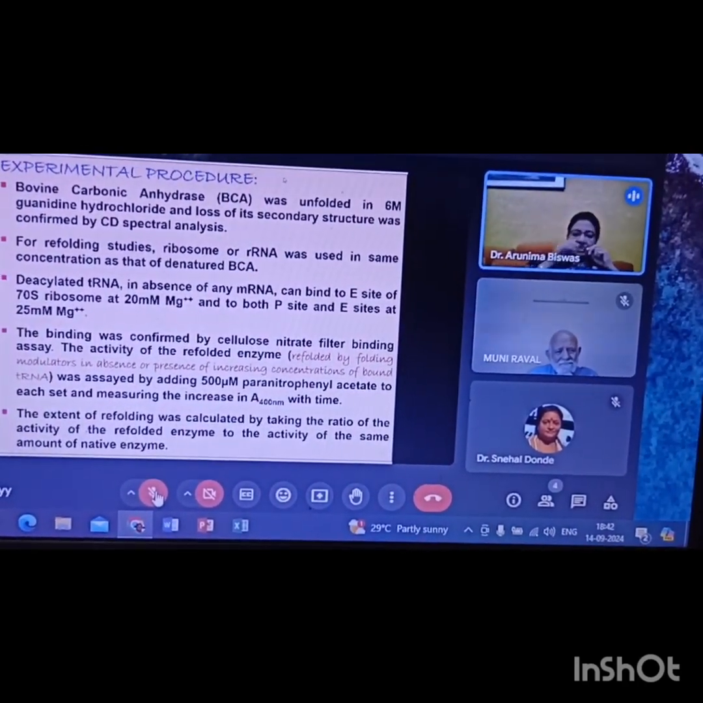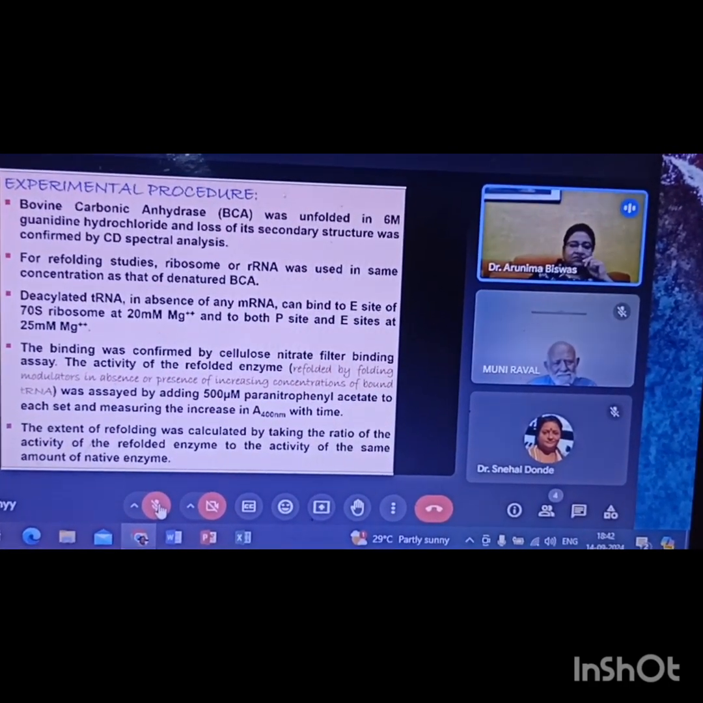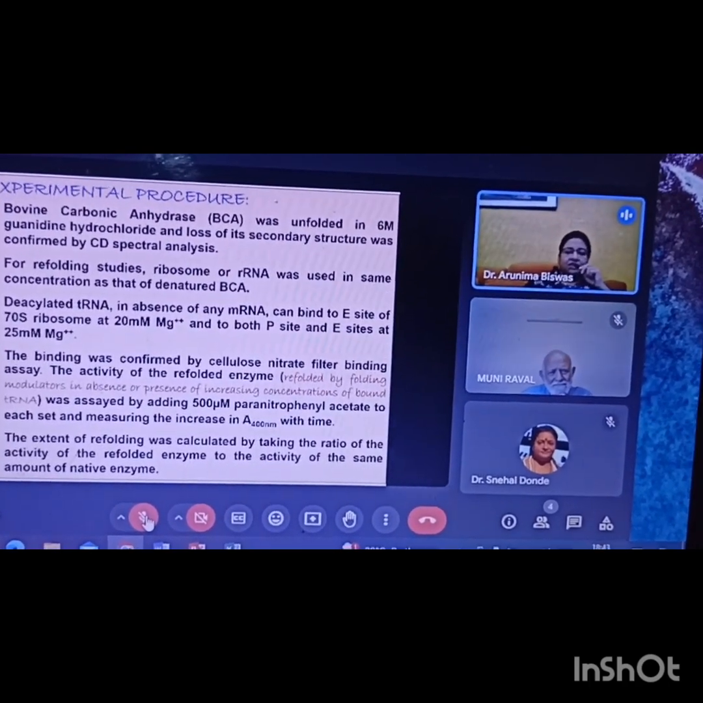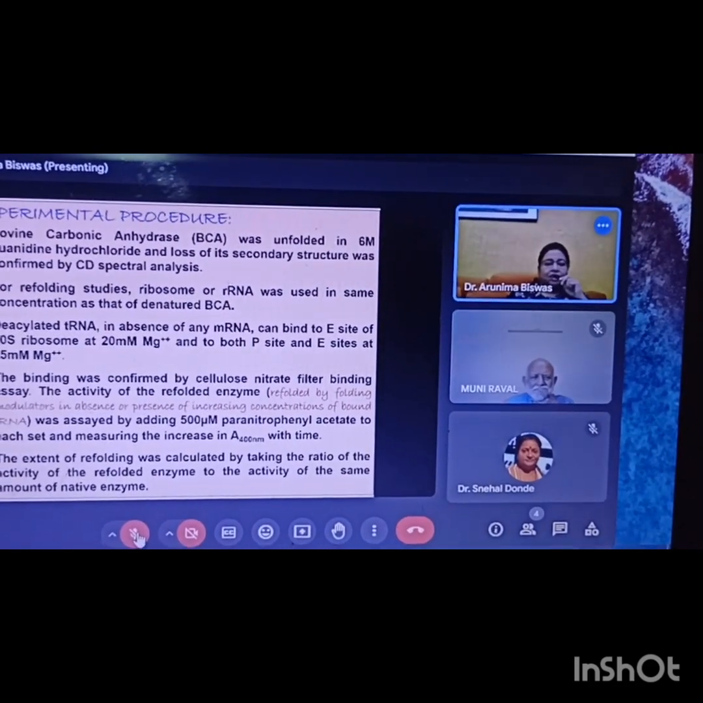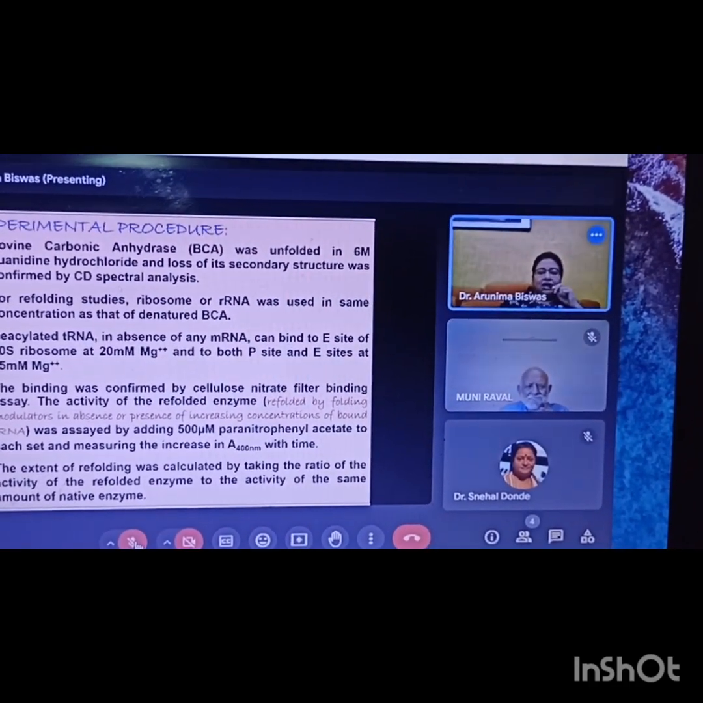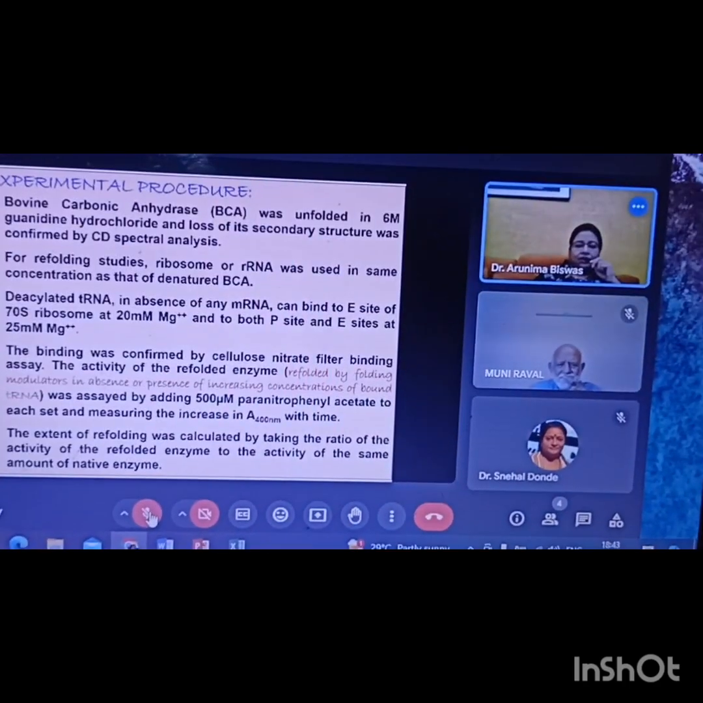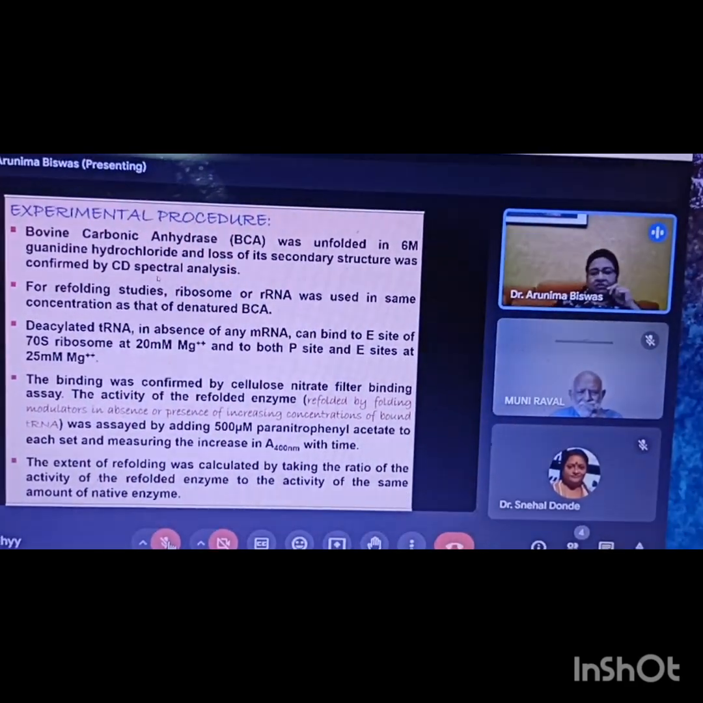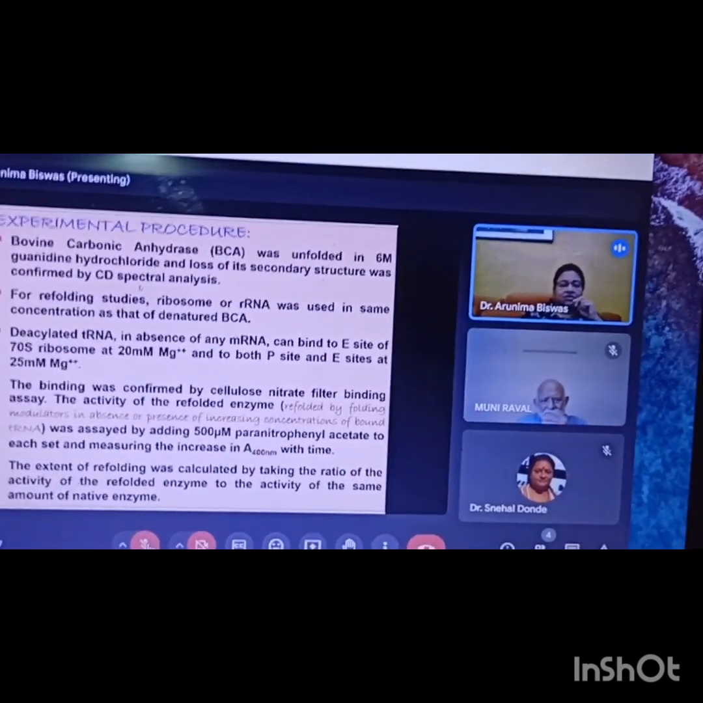Now, deacylated tRNA, in the absence of any mRNA, can bind to the E site of 70S at 20 millimolar magnesium, and at 25 millimolar magnesium it binds to P and E sites. These are established protocols. And we can confirm the binding by cellulose nitrate filter binding assay. And then we assayed the activity of the enzyme refolded by folding modulators with or without increasing concentrations of bound tRNA.